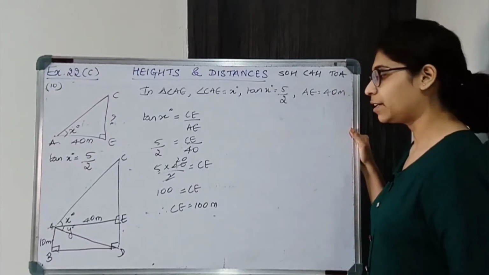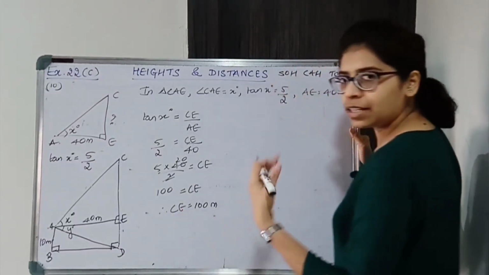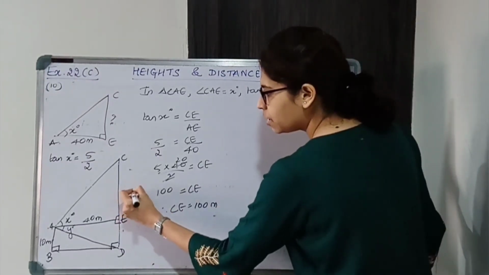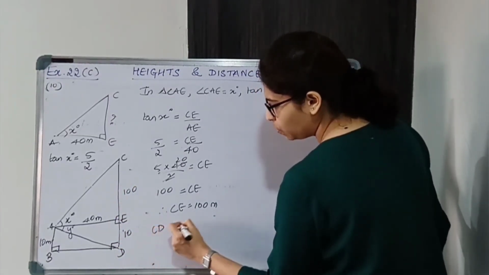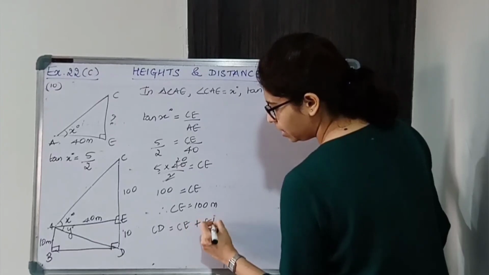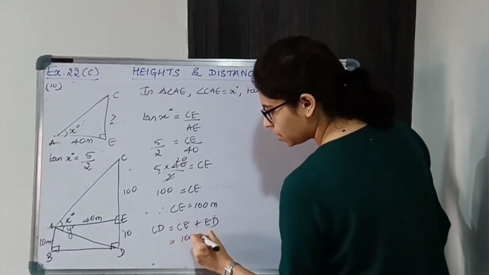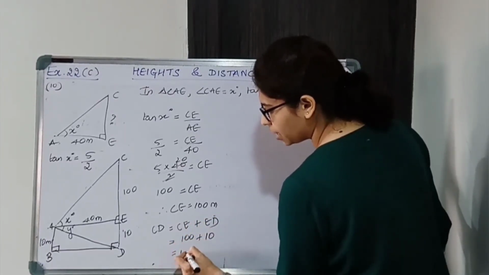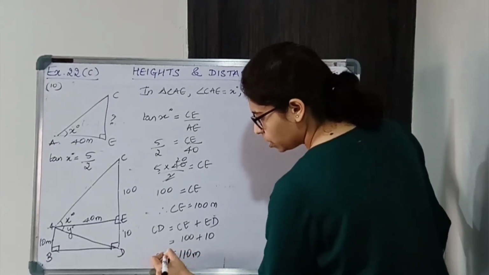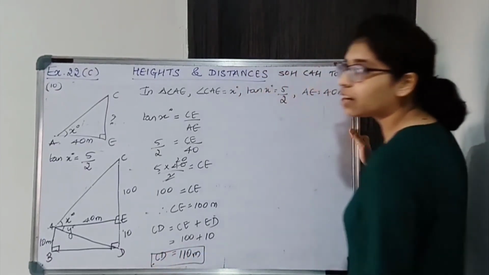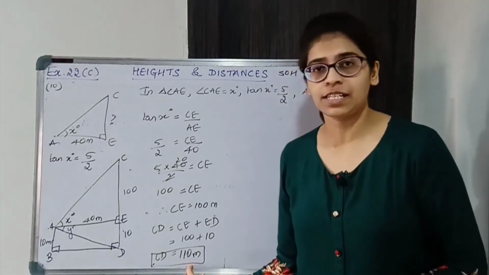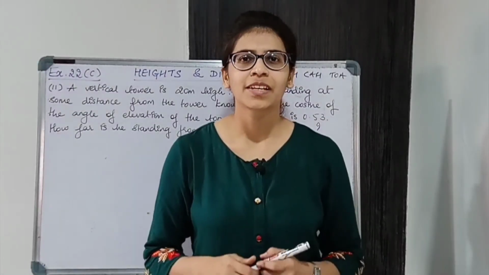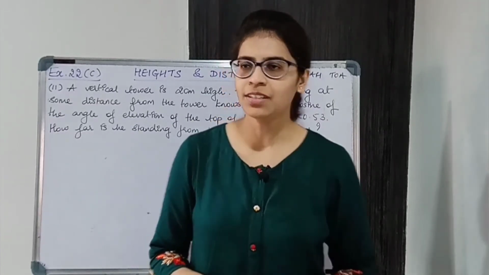Okay, so CE is equal to 100 meters. Don't forget to put the correct unit. We got CE, we got ED, this is 100, this is 10, so add. CD is equal to CE plus ED. CE is 100, this is 10, so it will be 110 meters. Okay, so the height of the tower, write down the final statement. The height of the tower CD is 110 meters.